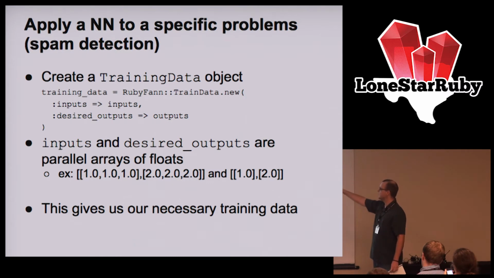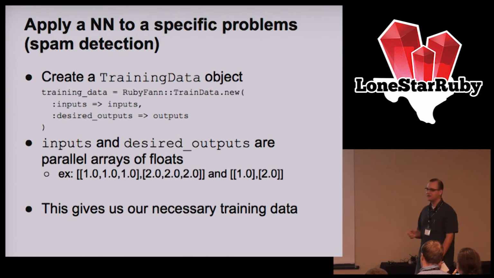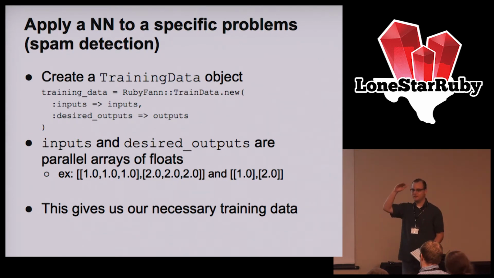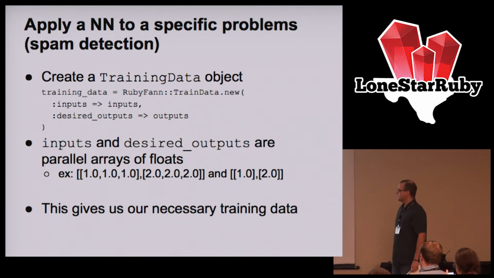It has a class called train data in the RubyFANN module, and you basically just give it inputs and the outputs that should be there, right? And those are parallel arrays. If you don't know what a parallel array is, it's essentially when you have one or more arrays, they're all the same length, and the nth element of each corresponds with one another. It's not enforced by the language or anything, and it can be kind of tricky to follow that if you're reading someone else's code, but that's the way the gem works.